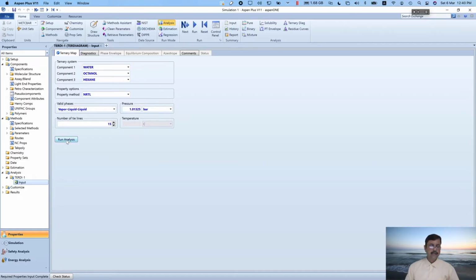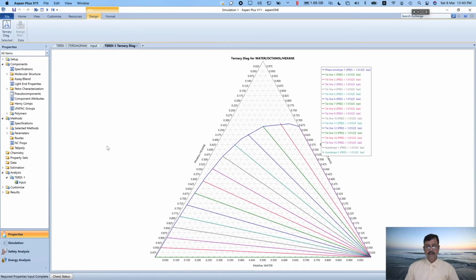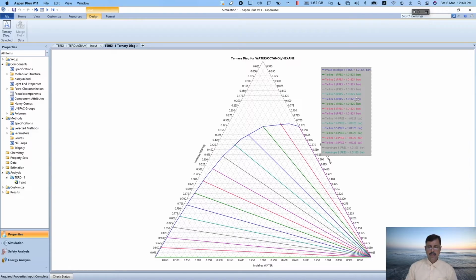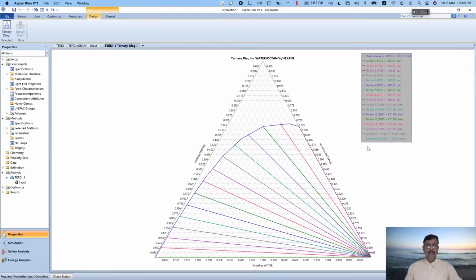So run the analysis. It will take some time. Yeah, so the analysis is done. So this is the ternary diagram that we were discussing.